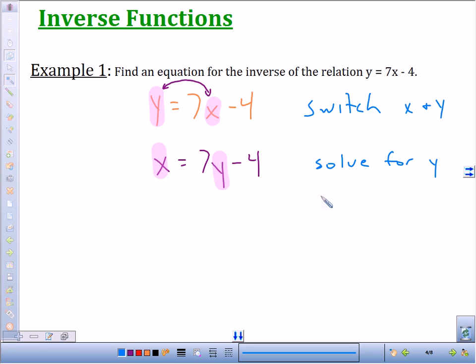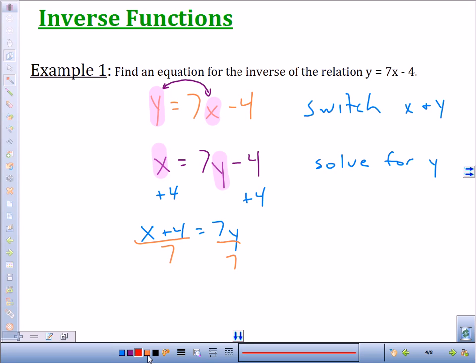Those are my steps. Switch x and y, solve for y. To solve for y here, I start by adding 4. Now this is just solving equations, so we don't have to worry too much about this. I have 7y equals x plus 4. So I divide by 7.